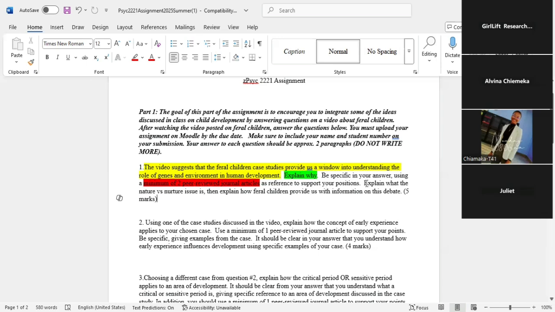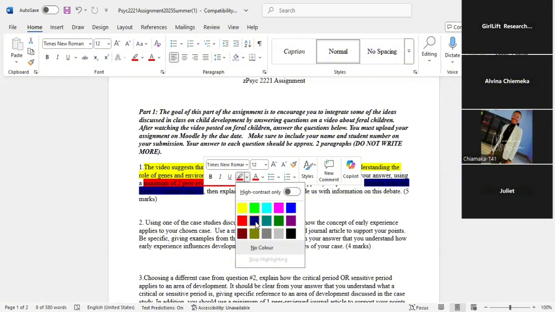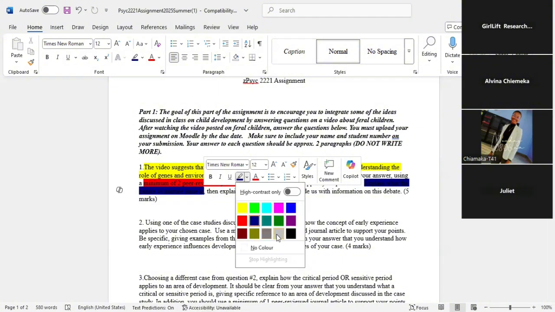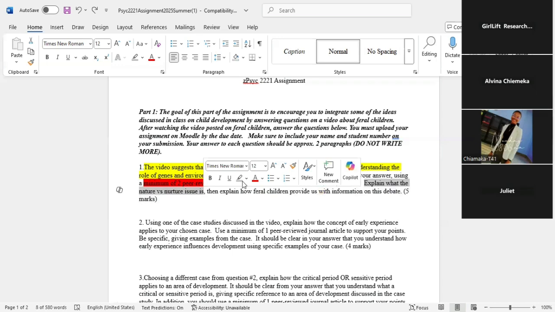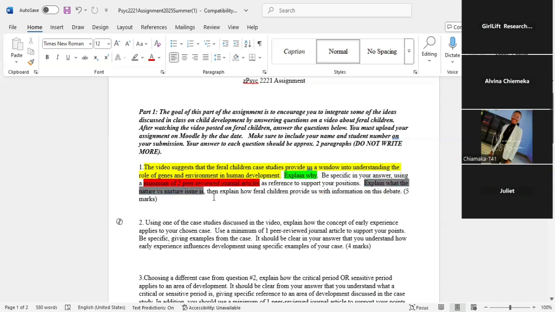And then this also is here: explain what the nature versus nurture is. Explain nature versus nurture. Let me find something light. Okay, yeah. Explain what nature versus nurture is. This is another one. Then explain how feral children provide us with information and debates.